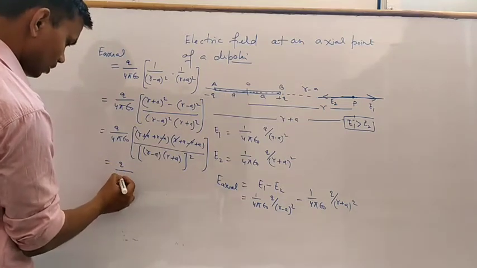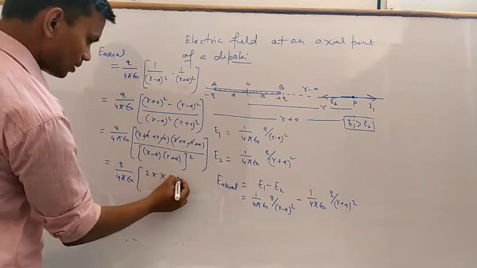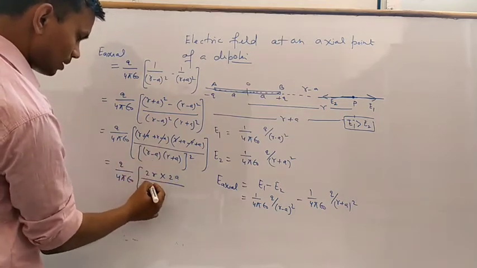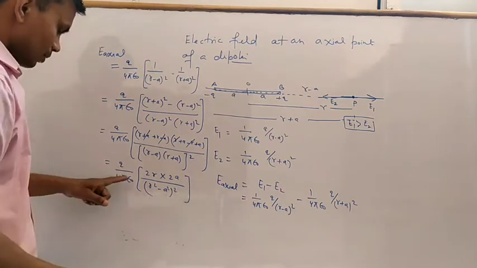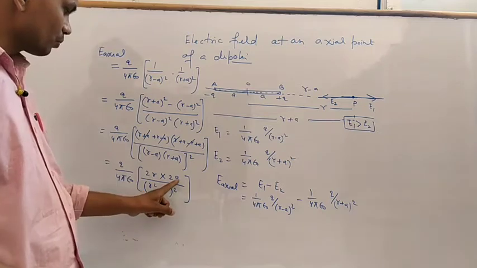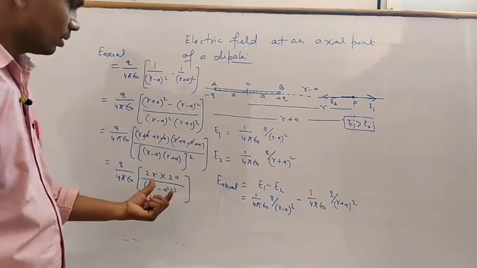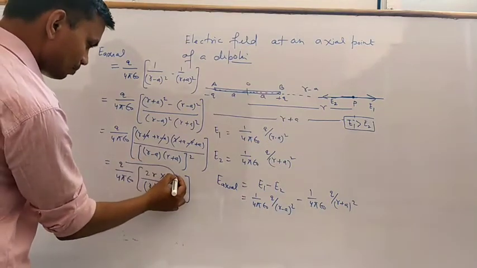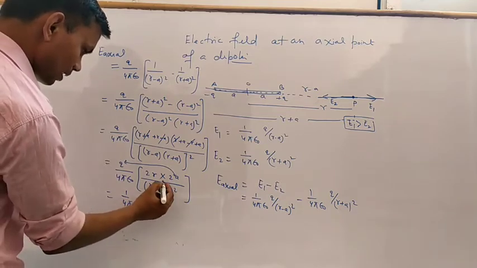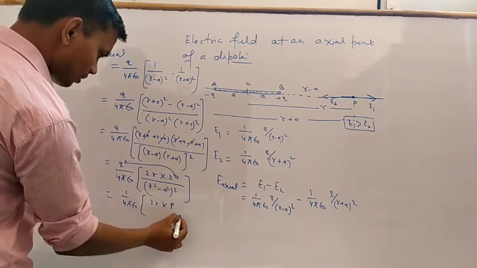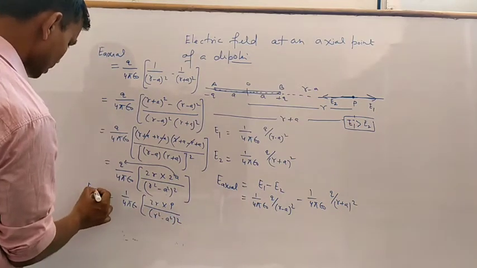So Q upon 4 pi epsilon naught, this is 2r, and here this is 2a, and then r square minus a square, and then the whole square. One thing you have to see: Q into 2a, the magnitude of either charge into their separation, is the dipole moment. So this we can write as p. So this becomes 1 upon 4 pi epsilon naught, 2r into p upon r square minus a square whole square. This is E axial.